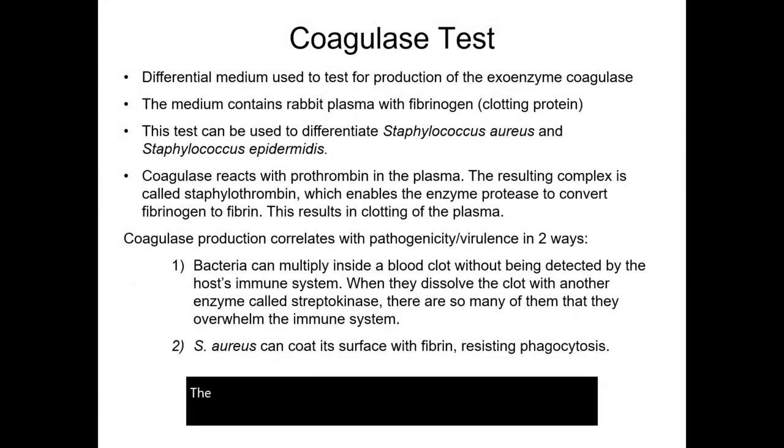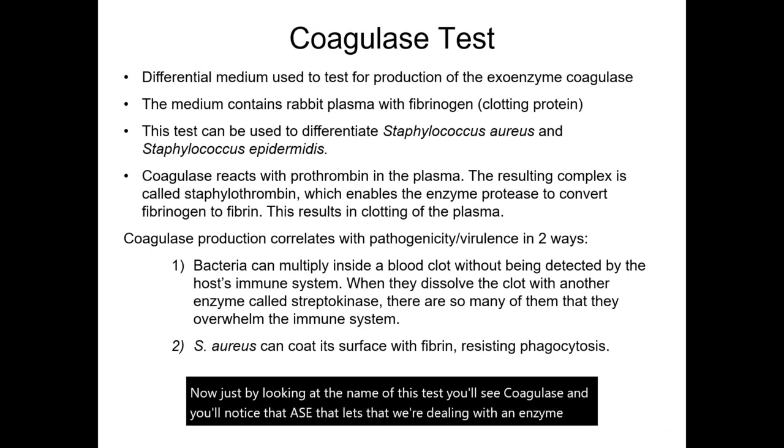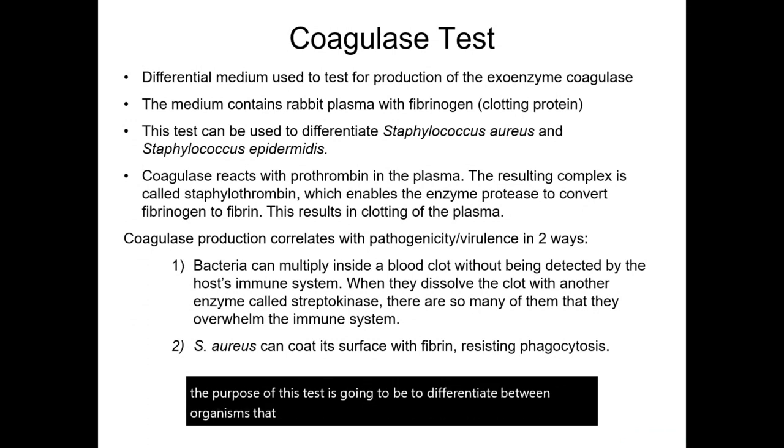The next test that we're going to talk about for Lab Unit 2, which is all about identifying gram-positive cocci organisms, is the coagulase test. Just by looking at the name of this test, you'll see coagulase, and you'll notice that ASE. That lets you know that we're dealing with an enzyme. So the purpose of this test is going to be to differentiate between organisms that have the enzyme coagulase and those that do not have the enzyme coagulase.